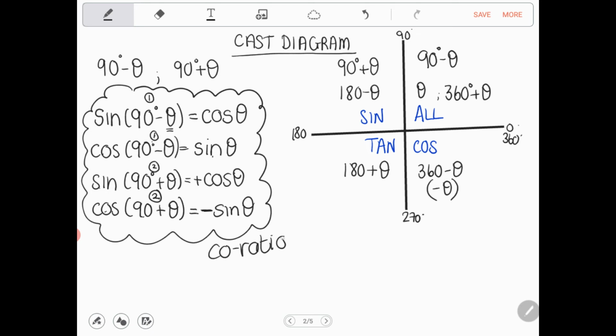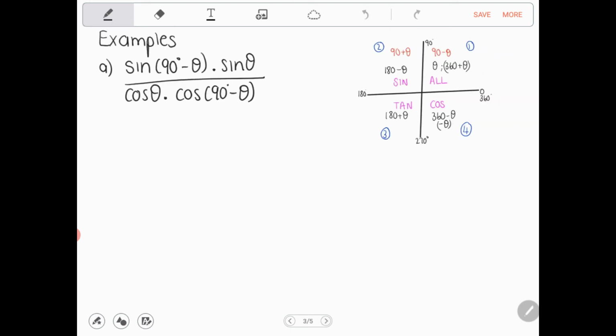You don't need to learn all the signs. You can see that I worked out what sign it was by the quadrant. You just have to remember that cos 90 would change to sine, and sine 90 would change to cos. Alright, but we do need to know where they are in our cos diagram. Alright, so let's try some.